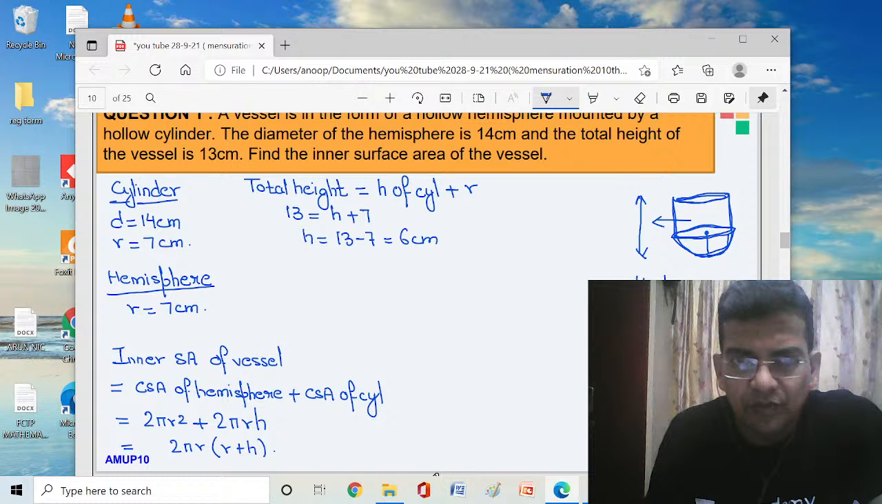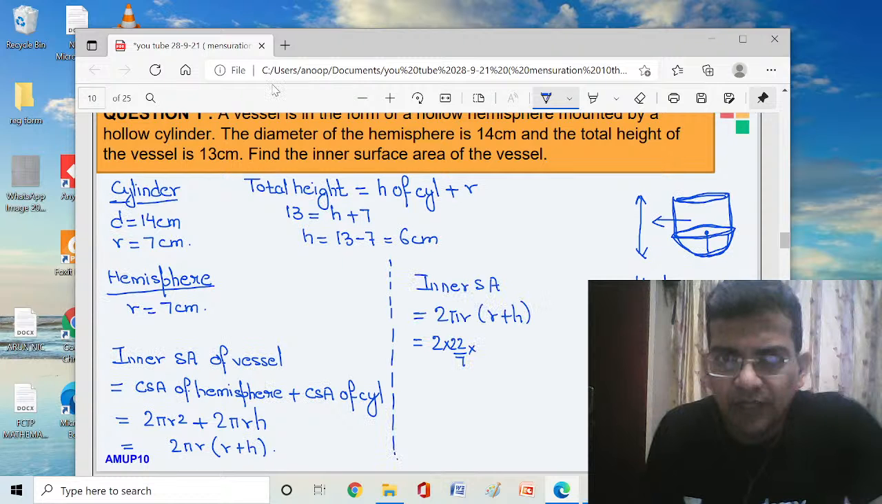2 into 22 by 7 into radius. Okay, so over here radius is 7, and then we have r plus h. R plus h, that is 6. This will reduce to 2 into 22 into 13.